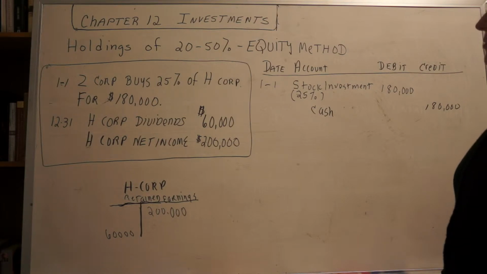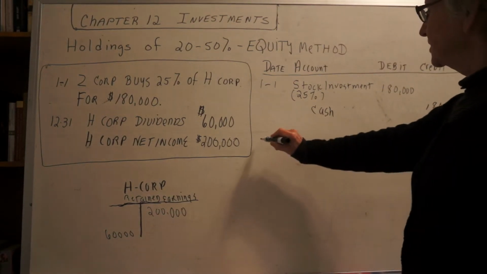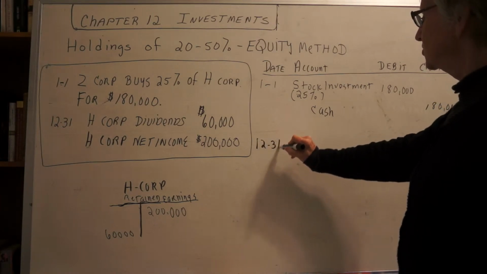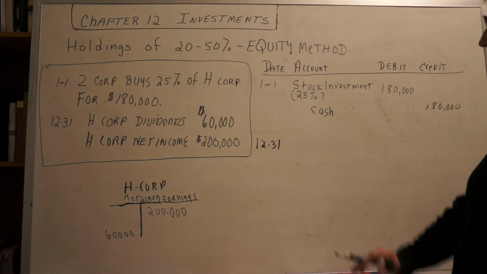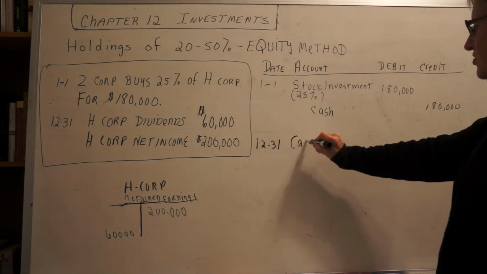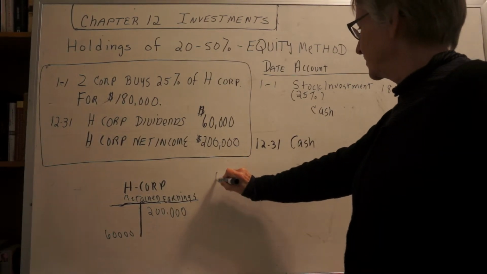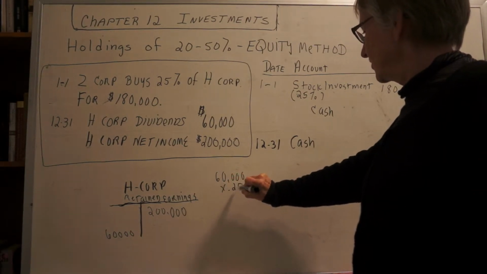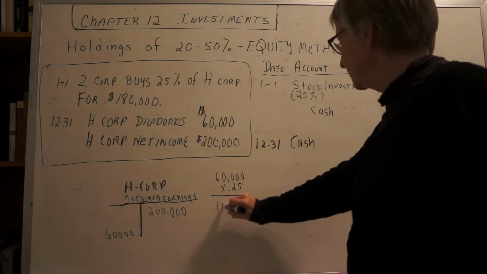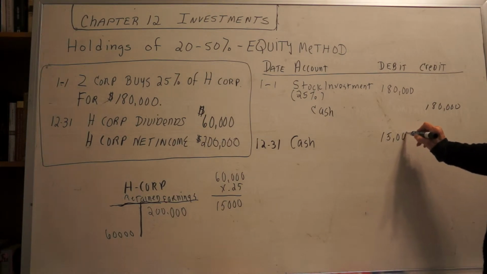When they declare dividends and pay dividends, as I said, that reduces their retained earnings. So at the end of the year, we are going to make an adjustment to our stock investment based on that. We're going to receive cash dividends, and if we own 25% of the stock, we would get 60,000 was the total dividend, times 25% of that, we would receive 15,000 in cash. So we go 15,000.